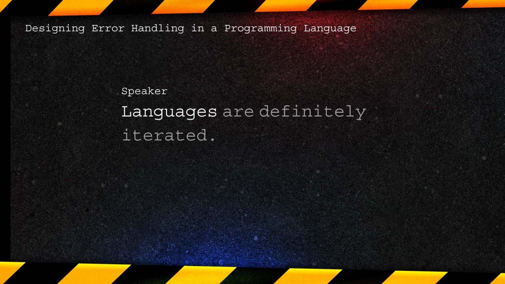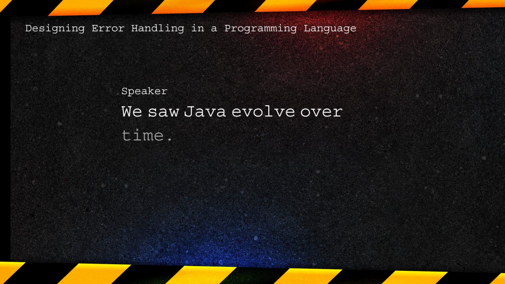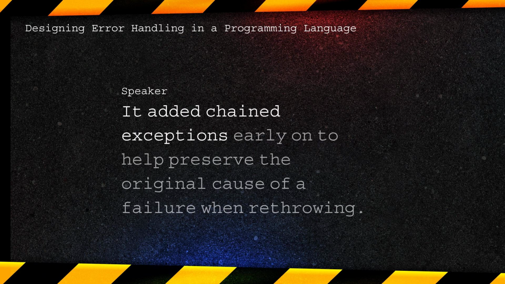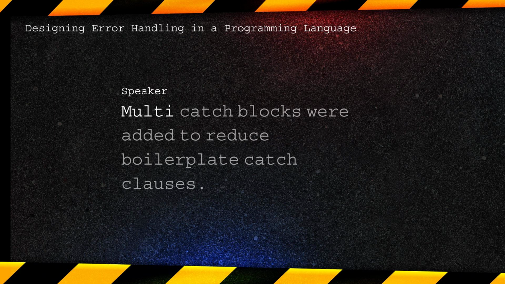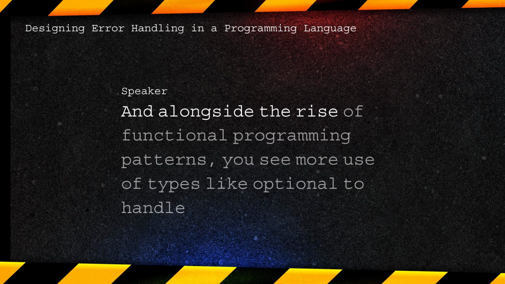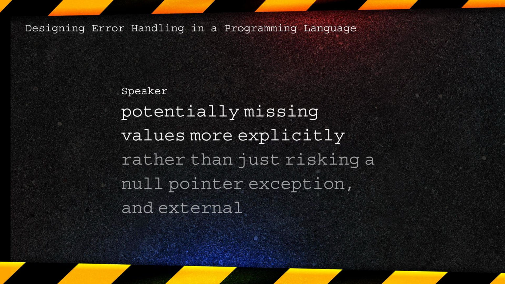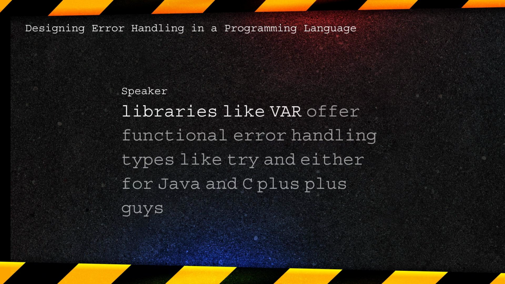Yeah, absolutely. Languages are definitely iterated. We saw Java evolve over time. It added chained exceptions early on to help preserve the original cause of a failure when rethrowing. Then came try with resources for a much better resource cleanup. Multi-catch blocks were added to reduce boilerplate catch clauses. And alongside the rise of functional programming patterns, you see more use of types like Optional to handle potentially missing values more explicitly rather than just risking a null pointer exception. And external libraries like Vavr offer functional error handling types like Try and Either for Java.